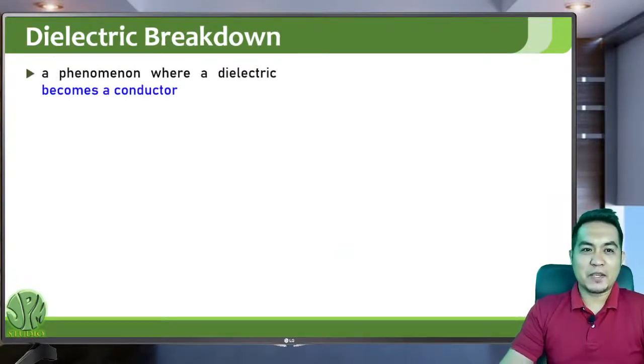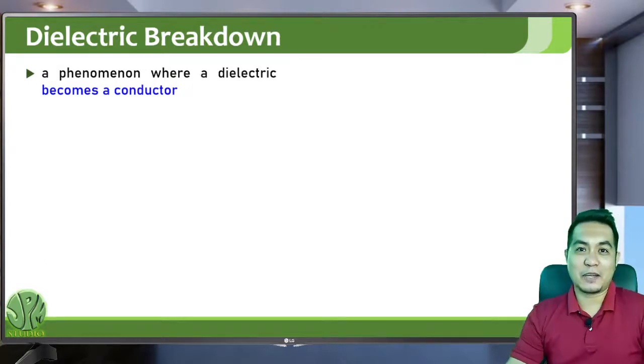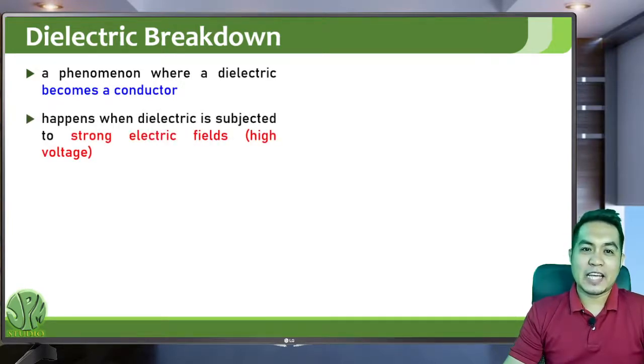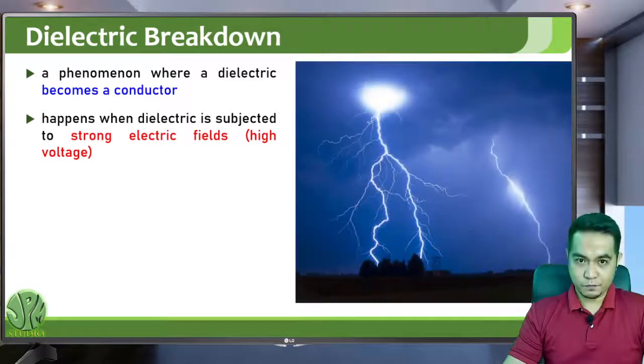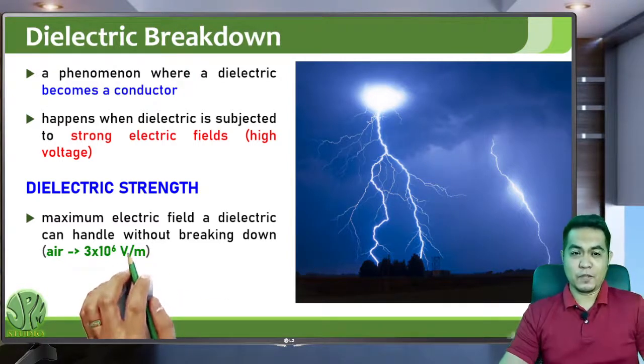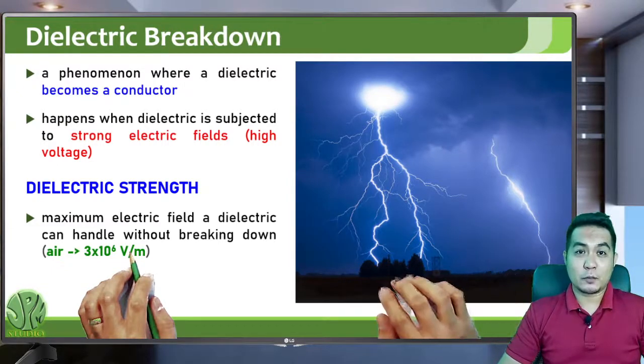So there is a phenomenon called dielectric breakdown. This is what happens to an insulator or a dielectric when it can no longer handle the very strong electric field in your capacitor. In that case, it becomes partly a conductor. This happens when the dielectric is subjected to very strong electric fields or very, very high voltages. So high voltage means strong electric field. An example of this is lightning. Air is a dielectric, and air has a dielectric strength of 3 times 10 to the 6 newton per coulomb, or another unit for electric field, volt per meter.